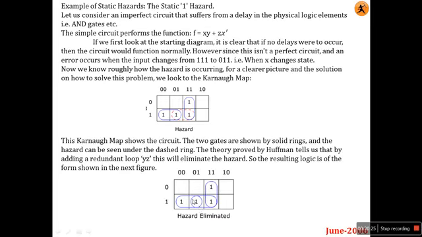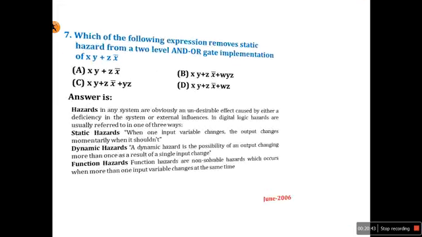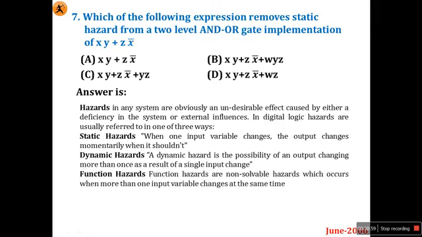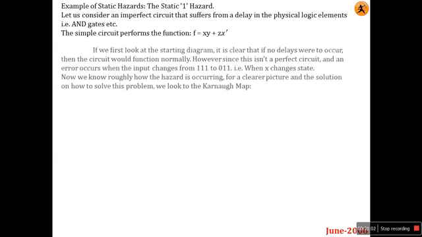So add this YZ to the original function: xy + zx' + yz. If you add yz, you can get rid of the static hazard. So the answer is C. Just go through your previous question. The given question is this one: if you have xy + zx', how do you overcome the static hazard, how do you remove the static hazard? That is by adding yz. So I hope your doubts are clear now, but you need a lot of practice.